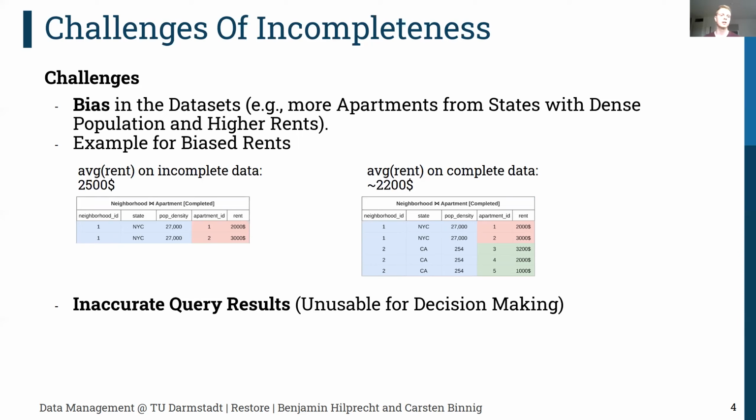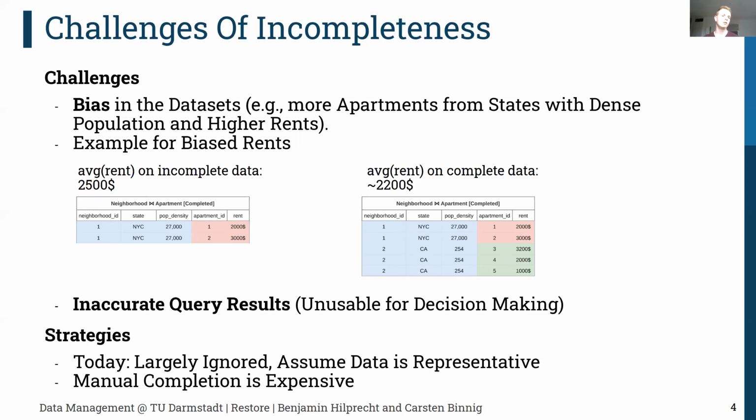In general, this leads to inaccurate query results, and we cannot really use it for decision making because we ground our decisions on erroneous data. And as for strategies, today this is largely ignored. We simply assume that the data set is representative. However, as we see above, there might be bias, so we cannot safely assume this. We could also say, let's complete the data manually, but this is a really expensive and error-prone process.